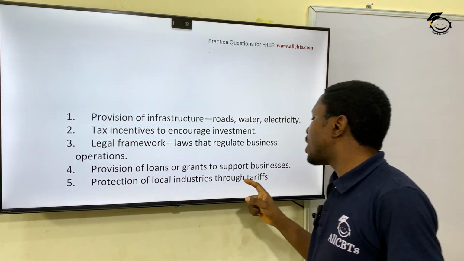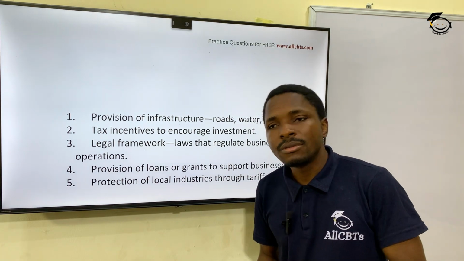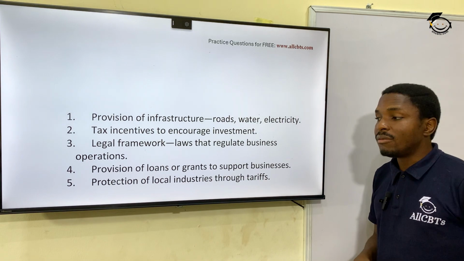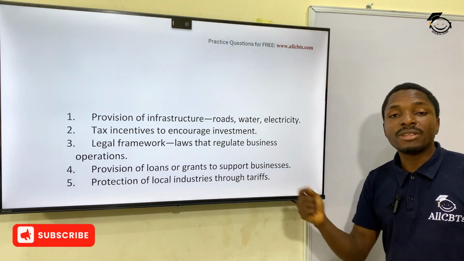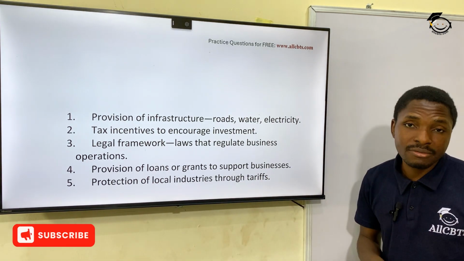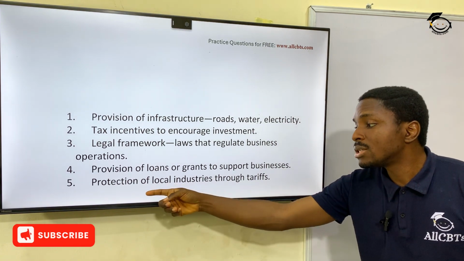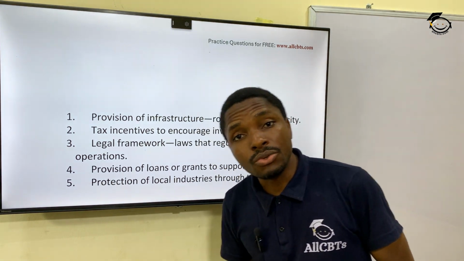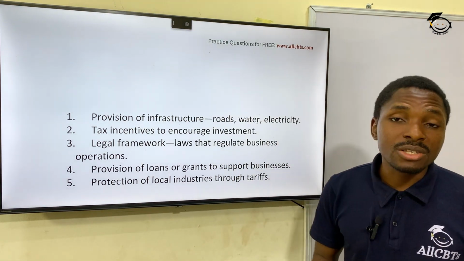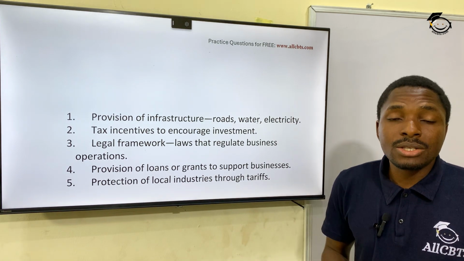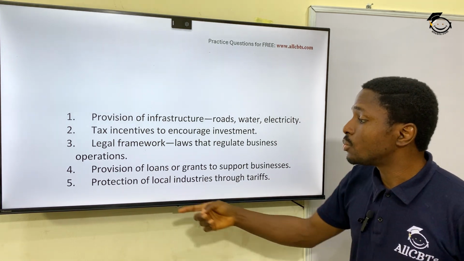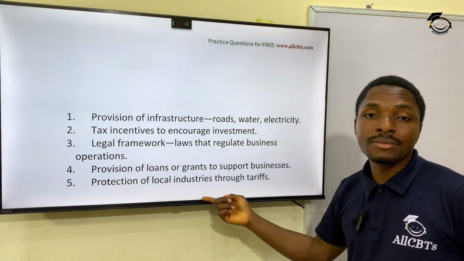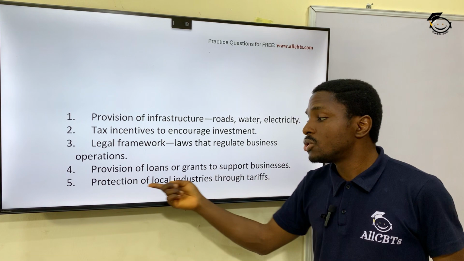And then protection of local industries through tariffs. We studied this in civic education, so you might go and watch that video. Tariffs. What is the importance of tariffs and why should the government impose tariffs? As you can see here, it protects local industries. That's what Donald Trump, the president of the United States, is doing. Many people think it's stupid, but it's really, really smart. And I support him because all he's trying to do is to protect the local industries in the United States.